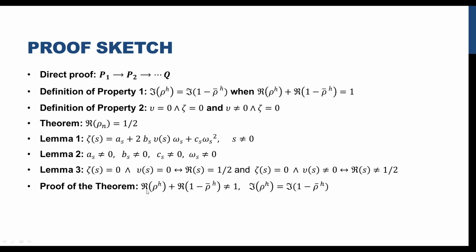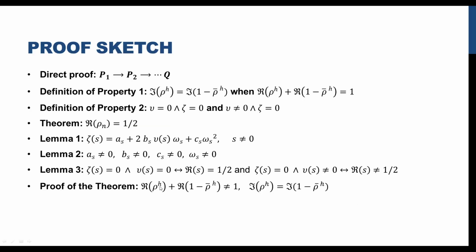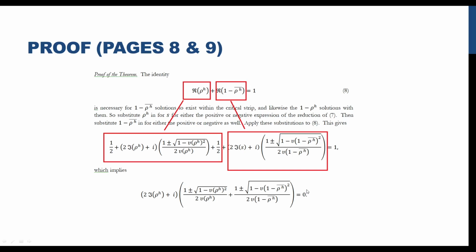We do that by summing it, applying the real part solution, which is here, the reduction of 7. We're going to apply that to the identity which I discussed before, where the identity of rho must sum to 1. The proof of the theorem shows that there are no solutions. There's none that equal 1 when those imaginary parts are equal to each other. And that's done right here on pages 8 and 9. Some of this has been revised. It's simplified because we have this reduction in there now.